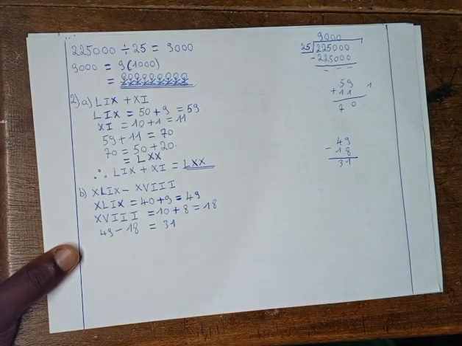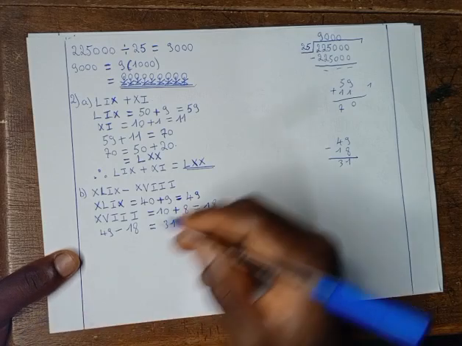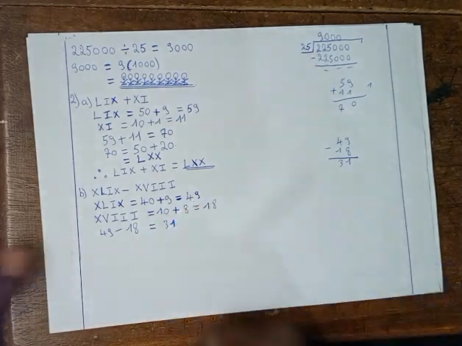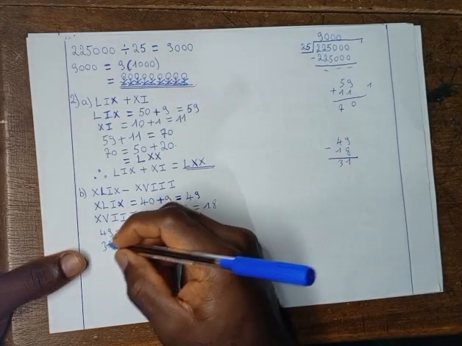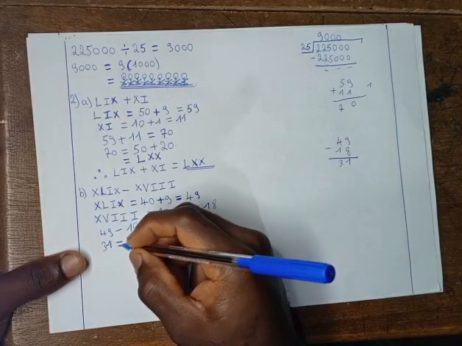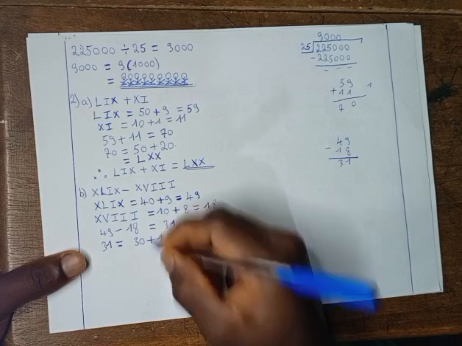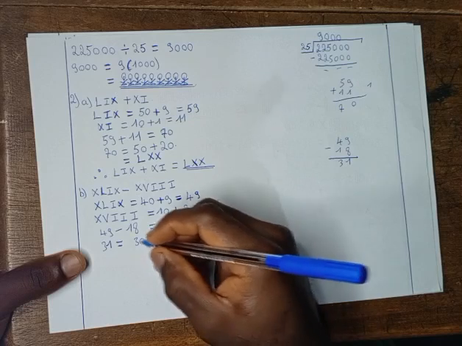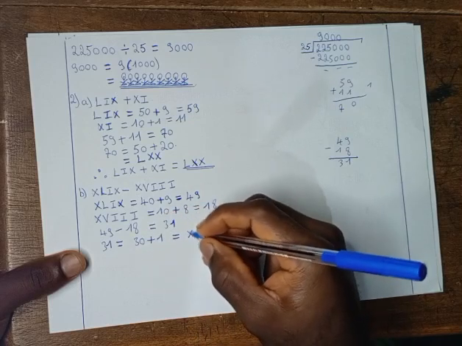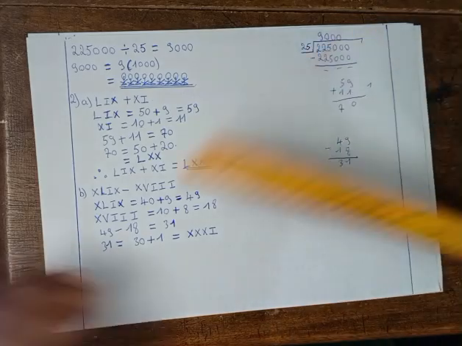Next, we have to convert the result 31 to Roman numerals. So we have 31, which is equal to 30 plus 1. This will simply be equal to, the Romans represented 30 by making use of 3 X's and 1 by making use of an I. So this is our result.